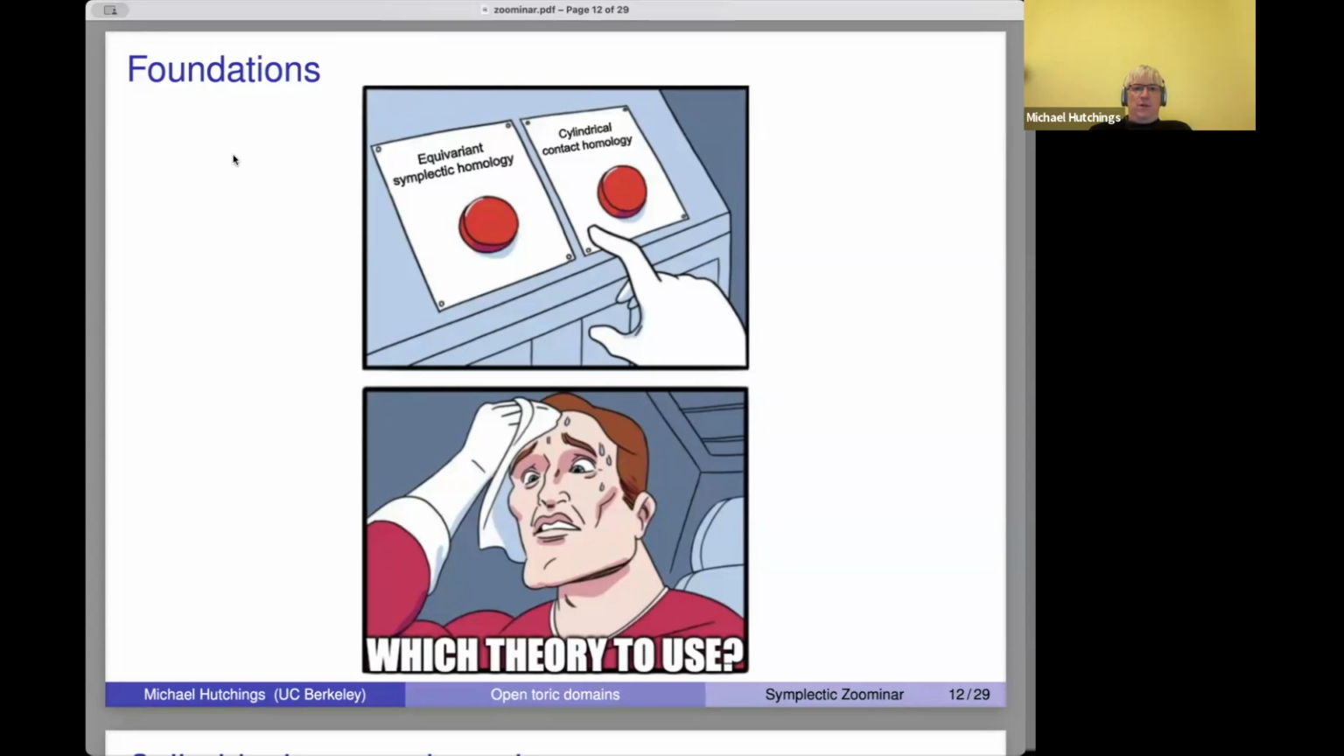So basically what I'm going to do is explain things from the point of view of cylindrical contact homology because that's simpler. Although this depends on one unfinished paper. And if you are not comfortable with that, then everything can be done with symplectic homology instead. It's just more complicated.